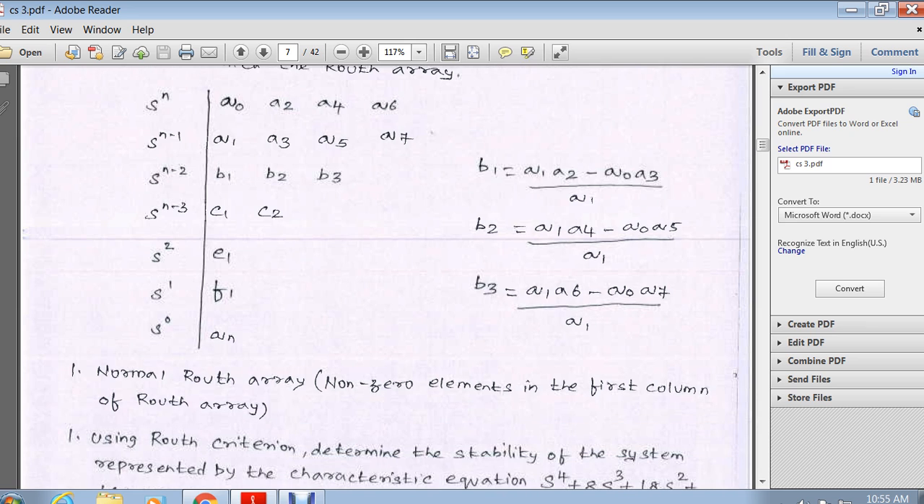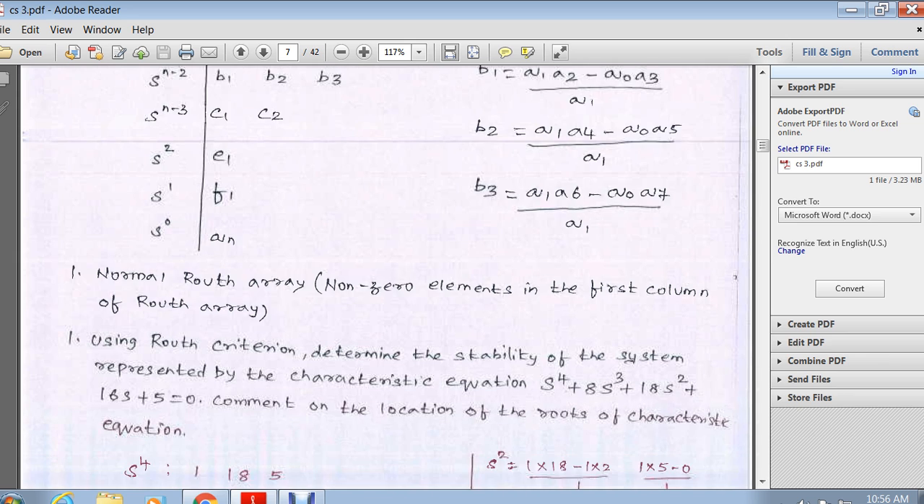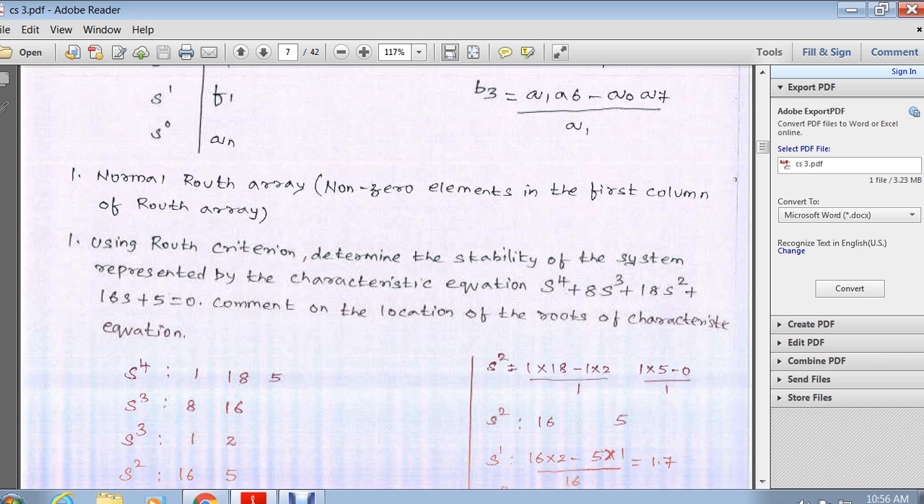From that we have to fill the remaining also. If you want to get c1, we need cross multiplication: b1 with a3 minus b2 with a1, by b1. Similarly, b1 with a5 minus b3 with a1, by b1. Like that, we need to fill all the area of this Routh array. Here, from this we need to know some important points. Normally, the Routh array is having non-zero elements in the first column. Using Routh, we should know the property of Routh array by using this problem.